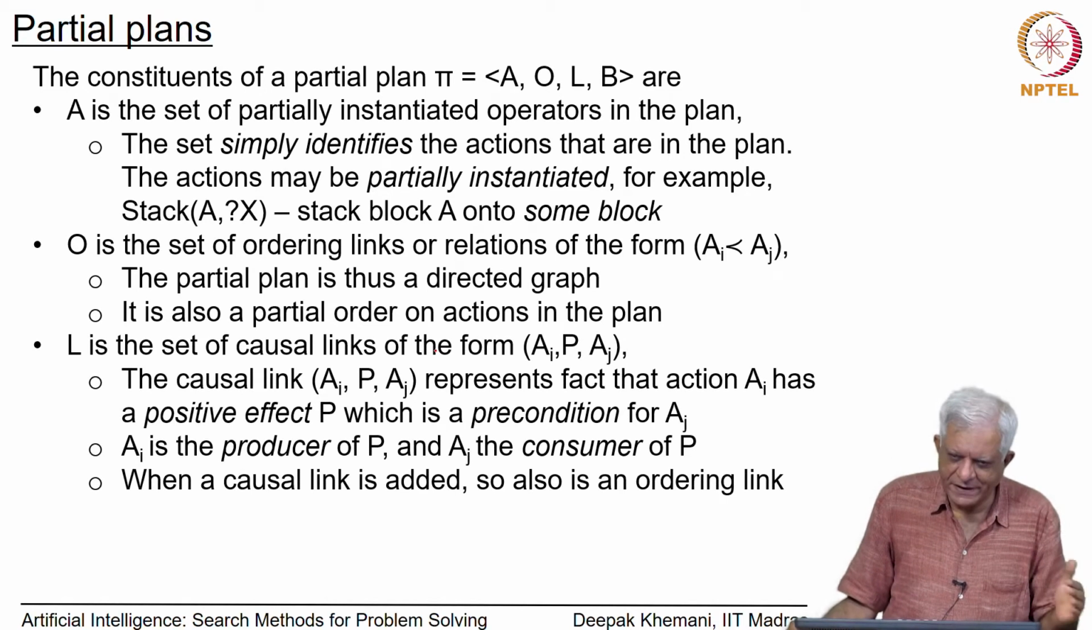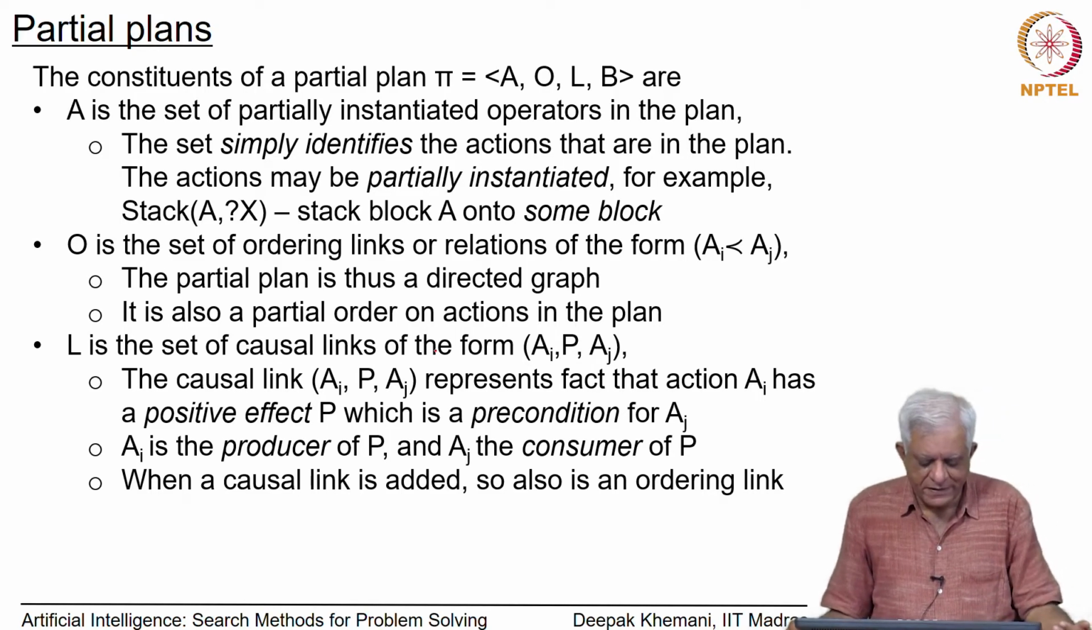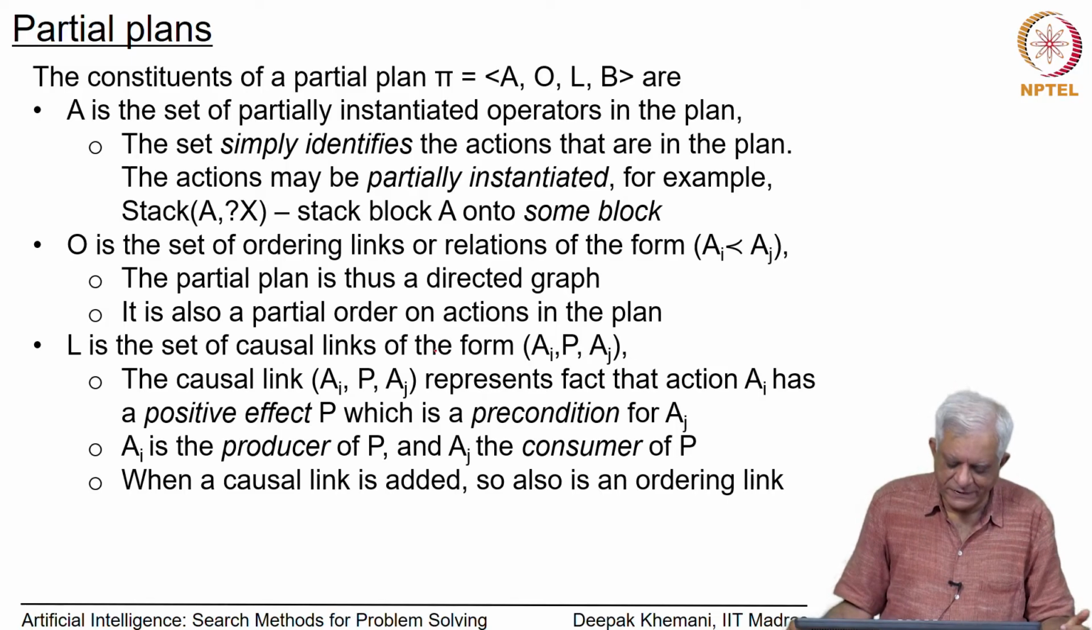The causal link is something that I had skimmed over in the last slide, but here is a complete definition. We say that a triple made up of A i, which is an action, P, which is a goal or a predicate, and A j, which is another action, represents the fact that action A i has a positive effect P, which is a precondition for action A j. So, we also say that A i produces P and A j consumes P. A i is the producer of P and A j is the consumer of P. Whenever we add a causal link like this into the plan, we would also add a corresponding ordering link, because time is woven into this connection. A i must happen first, it must produce P, and then A j will use that as a precondition. So, we also add an ordering link whenever we add a causal link.